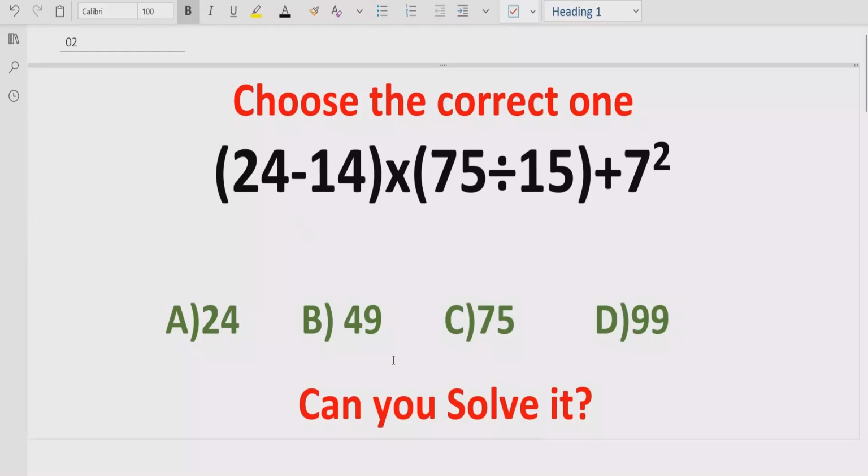Today we will solve another quiz which is related to arithmetic expression. The quiz contains the basic operations plus, minus, multiplication and division. So we have to solve this quiz using PEMDAS and BODMAS method and find out the correct answer. In the answer list we have four answers. A is 24, B is 49, C is 75 and D is 99. So let's see after solving it which answer is correct.